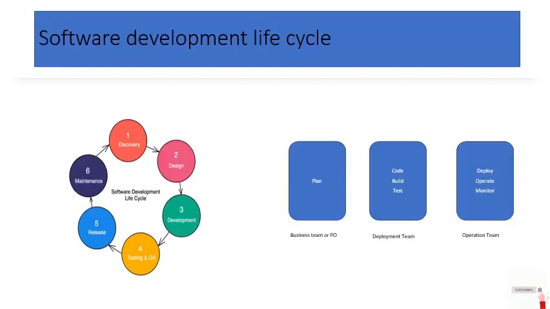Earlier we were working in the waterfall model, where all these teams were working independently. When agile came into the picture, the gap between these two teams was filled. So the business team or PO and the development team were working together on the success of the product. Now we can have more teams, which is the operation team. Still, there were some gaps between the two teams, that is the development team and the operation team.